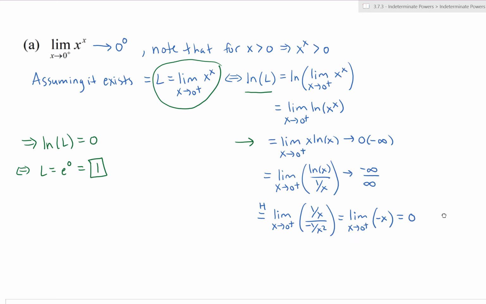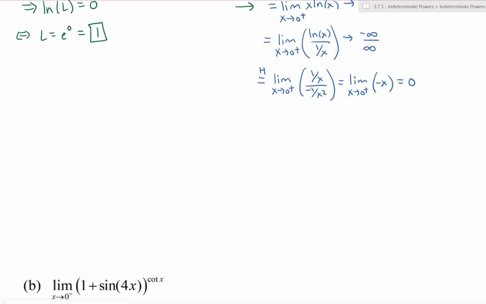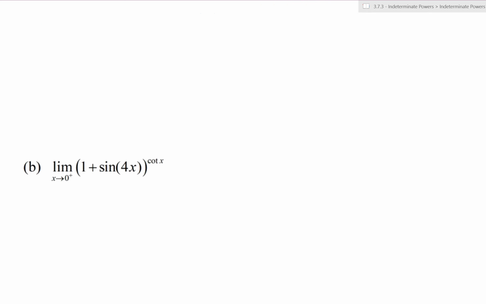Let's look at one more example here in this video. Here's another one. Limit as x goes to 0 from the right of the function 1 plus sine of 4x, all to the power of the cotangent of x. Now what happens here? Well, notice that the base function, this thing right here, as x goes to 0 from the right, well, sine of 4x is just going to go to 0, so the base goes to 1.